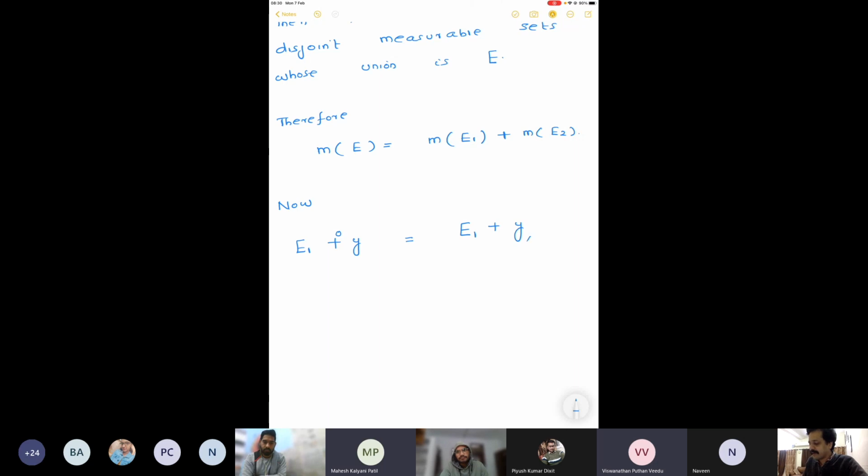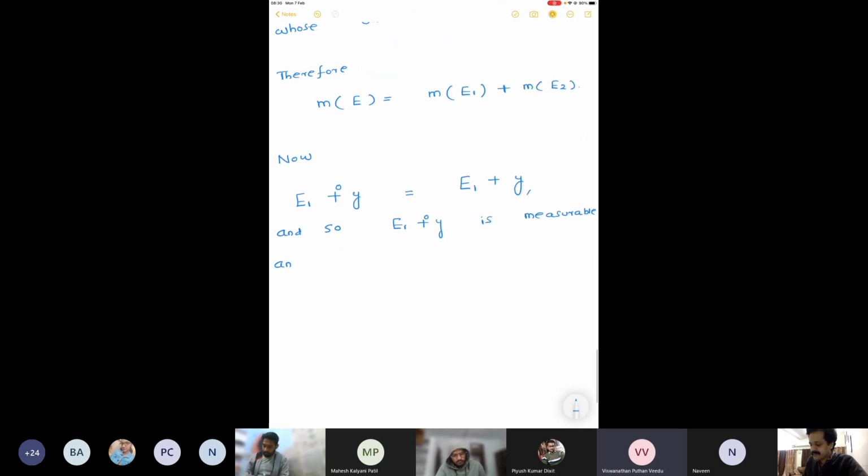And so E1 special translation y is measurable. And measure of E1 special translation y is equal to measure of E1 plus y, ordinary translation, and it is measure of E1, because we know that measure is ordinary translation invariant.